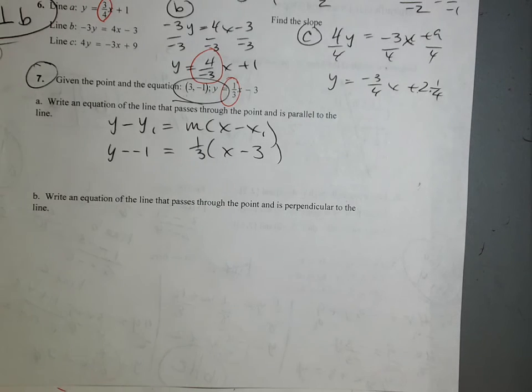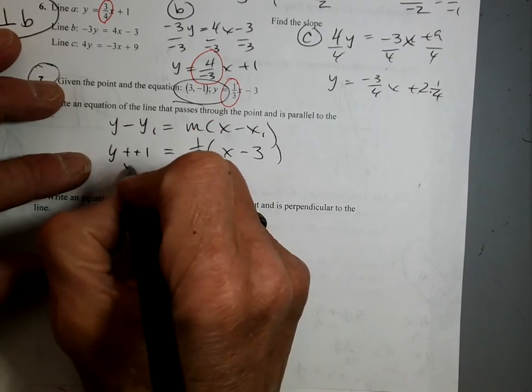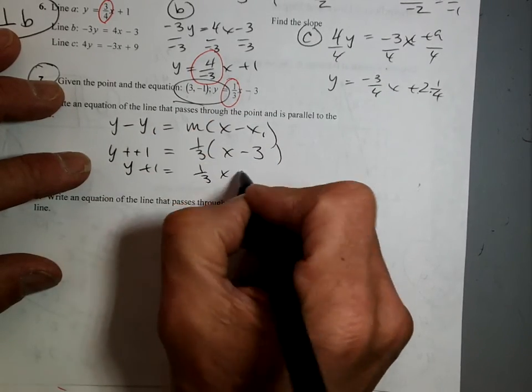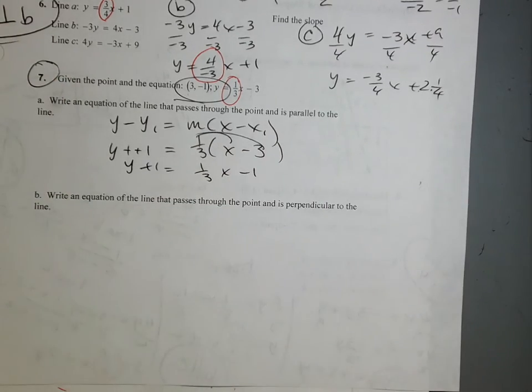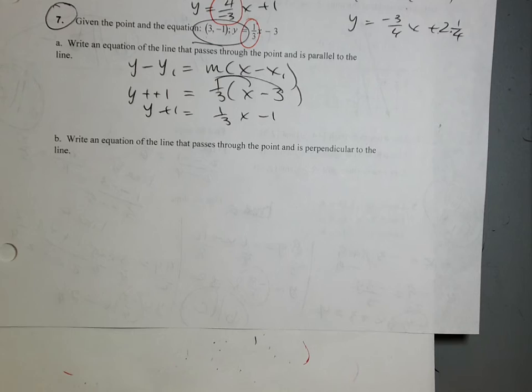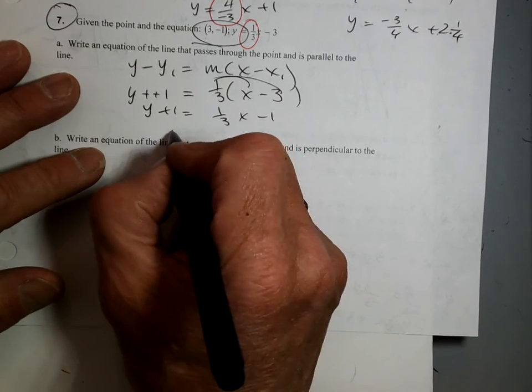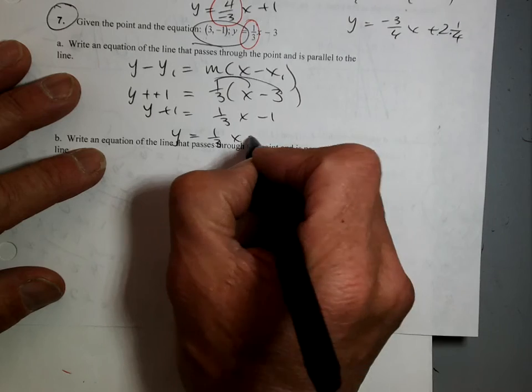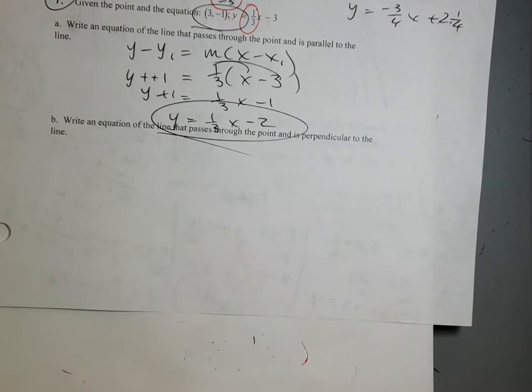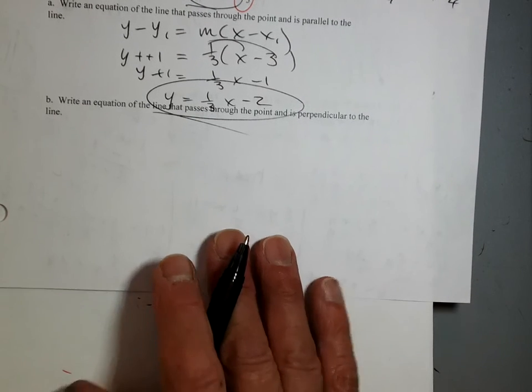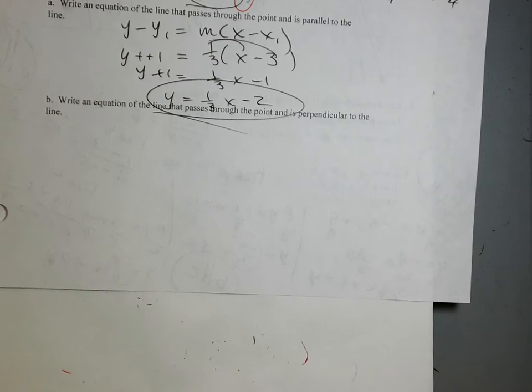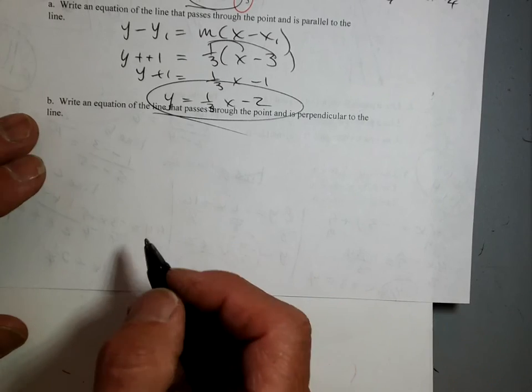So let's fix it. Double negative, make plus, right? So I go y plus 1 equals 1/3 x minus 1 if I distribute it, right? And then I'm going to go minus 1, I'll get y equals 1/3 x minus 2. Okay, we will practice this tomorrow, I promise. This is the hard stuff, okay? Last but not least, and I have just worked you to death today, haven't I?